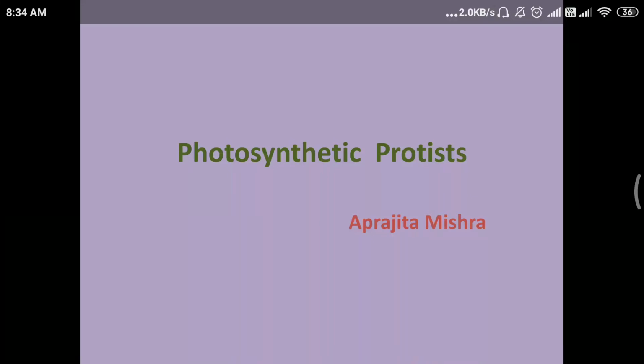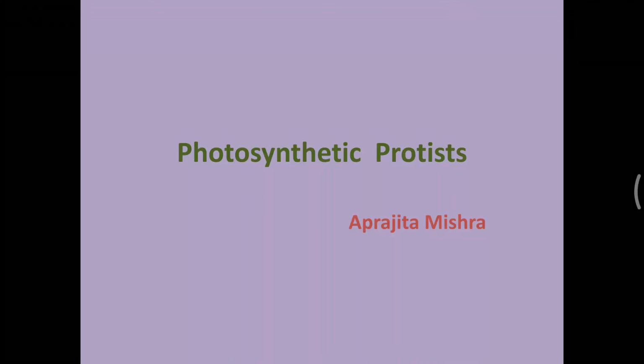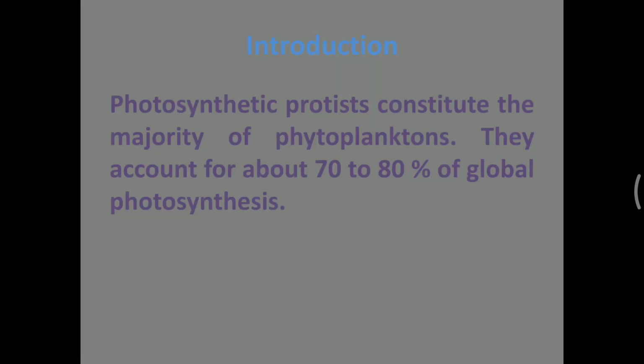Hello everyone. We have been discussing the protists till now, and let's look at some of the photosynthetic protists now. These photosynthetic protists include the phytoplanktons, and most of them are marine. Around 70 to 80% of photosynthesis which occurs is because of these photosynthetic protists only, because they have chlorophyll within them, and they can photosynthesize pretty well.